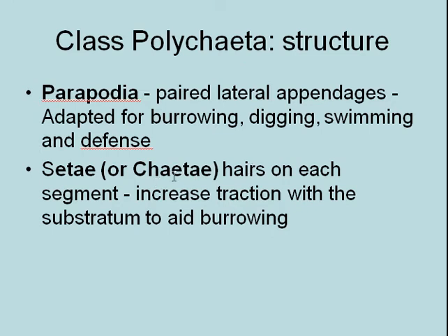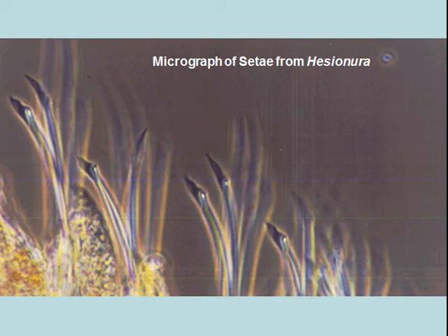And then the chaetae are hairs on each segment, increasing traction with the substratum to aid burrowing, but also for other purposes, depending on how they're shaped. And you can see here, this is a micrograph of setae. These things are quite sharp, and obviously would give a lot of purchase if this thing was trying to propel itself forward on soft sediment.